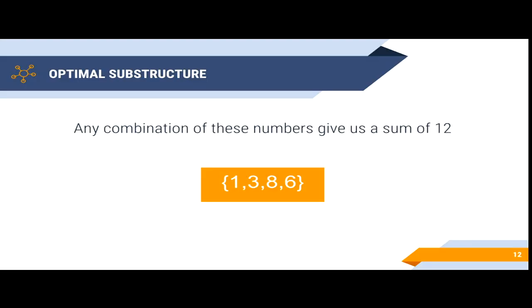Any combination of these numbers can give us a sum of 12. How are we supposed to find the solution for this? One common subset that we can use is 1 plus 3 plus 8, right?